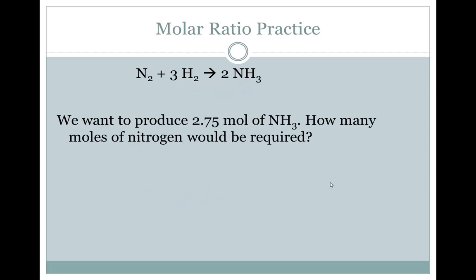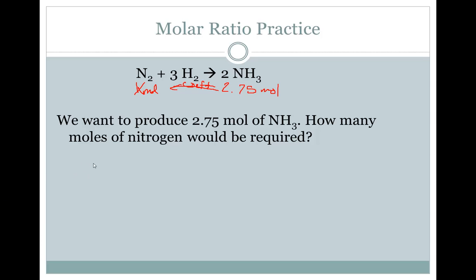We've been going from left to right, from the reactants to the products. You can actually go from the products to the reactants as well. Let's say we want to make 2.75 moles of NH3, and we want to know how many moles of N2 we need. So we can make the arrow go the other way as well. And we're still going to use coefficients.